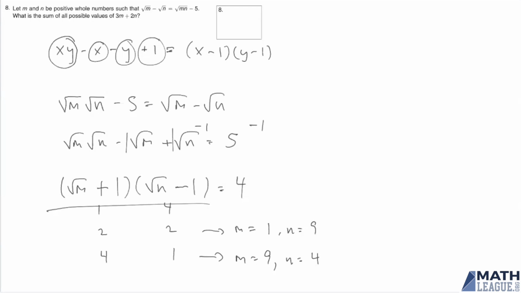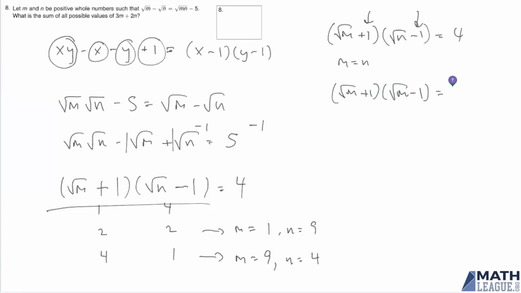This is a little tricky problem, because if we look at the case where m equals n, we see that these are actually just radical conjugates. These are just generalized radical conjugates, but these are actual conjugates if we set m equal to n. And so if we have root m plus 1 times root m minus 1 is 4, we get m minus 1 is 4, and so m is 5 equals n. So we actually have 3 pairs. We have (m, n) equal to (1, 9), (9, 4), and (5, 5).